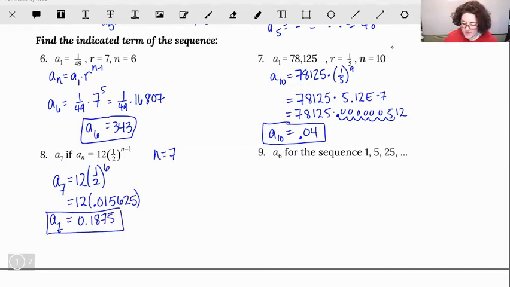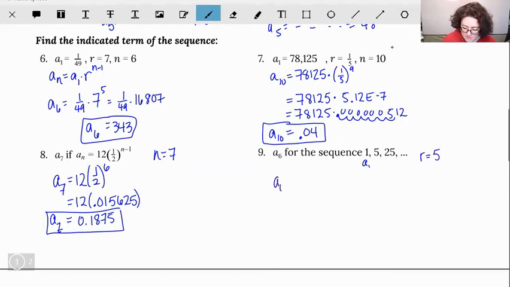Alrighty, number 9, so find a sub 6 for the sequence. They didn't tell us anything other than we have our a sub 1. But what do we have to do to get to the next term? What's our common ratio? 1 times what equals 5? Well, that's 5. So does that work with 5 to 25? Yep, so r equals 5.